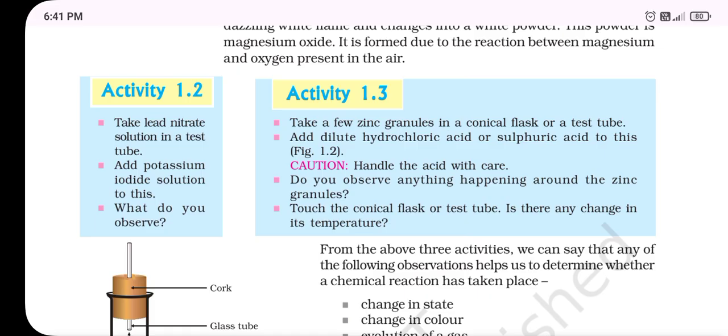I'm going to tell you one thing. Hydrochloric acid is a strong acid, and sulfuric acid is also a strong acid. So you have to understand this: HCl, hydrochloric acid, is the short form, the symbolic form, written as HCl, and sulfuric acid has the formula H2SO4, as in this figure 1.2.